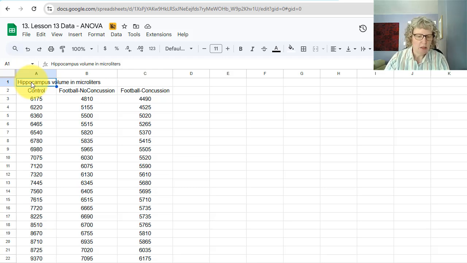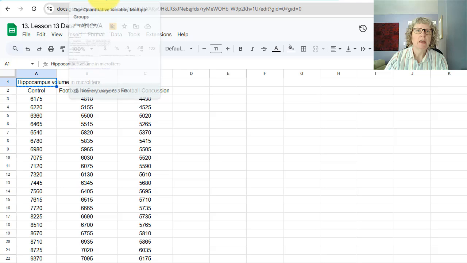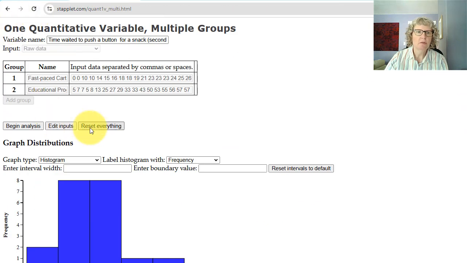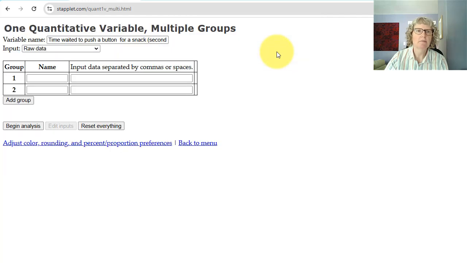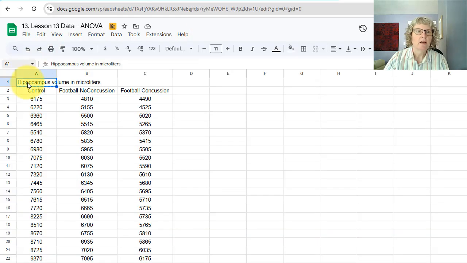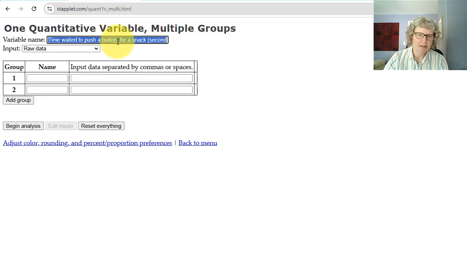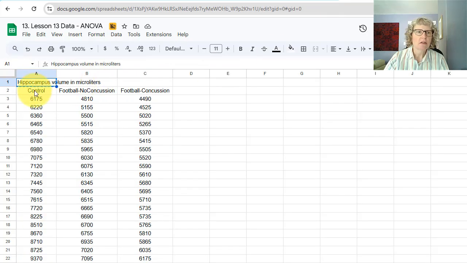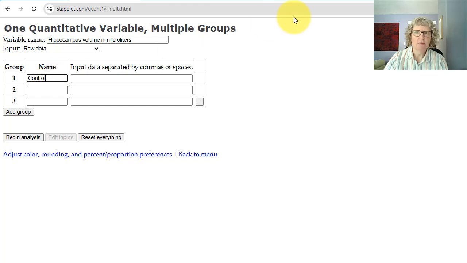Let me copy my variable name. We were using this one in the last lesson. I'm just going to hit reset everything. Oh, shoot. I copied instead of pasting, so I have to recopy it. There we go. And we're doing raw data. We will have to add a group so that we have 3. And I'm going to go ahead and copy each of the group names, or you could type it if you felt like that was faster.